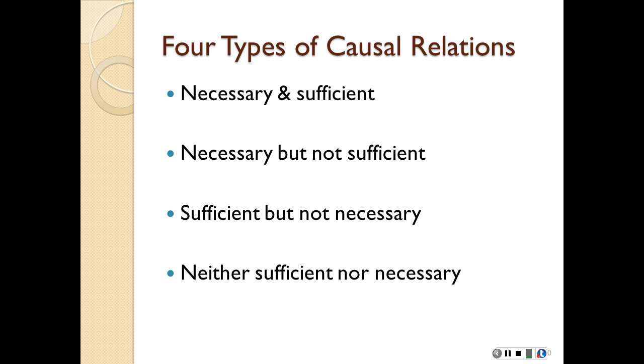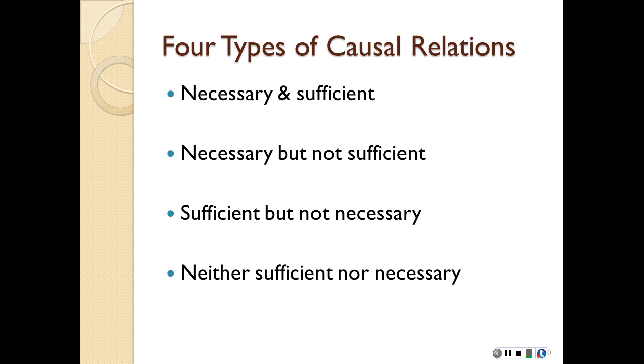A factor can be sufficient but not necessary, meaning that just having that exposure alone can cause the disease. However, you don't have to have that exposure to get the disease. There are other things that can cause it as well. So, an example, vitamin B12 deficiency can cause anemia, but there's other things that can cause anemia as well, right? So B12 deficiency alone is a sufficient cause for anemia. But you don't have to have B12 deficiency in order to get anemia. There are other things that can cause it.